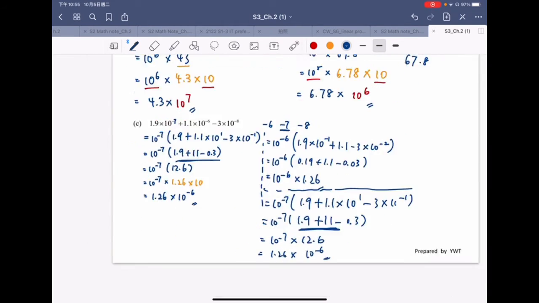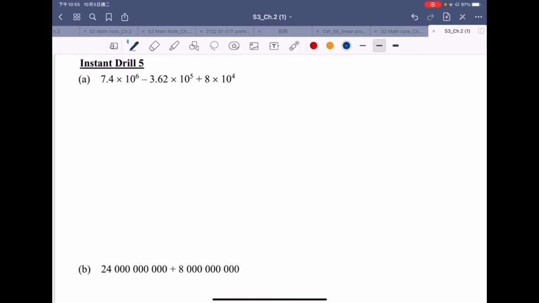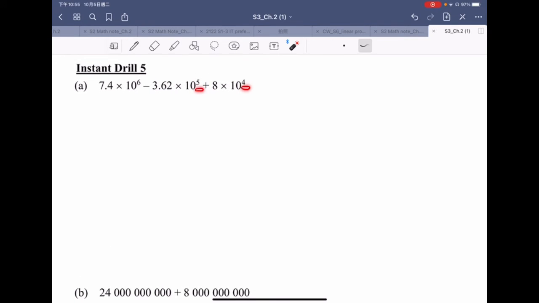Your turn. Please try E25A here. This time it's easy actually because this is not a negative index, it's a positive index. Again, you try yourself and then you look out to check the answer.